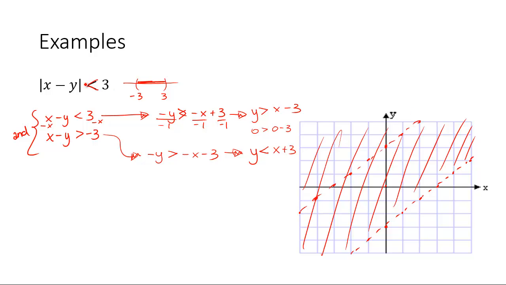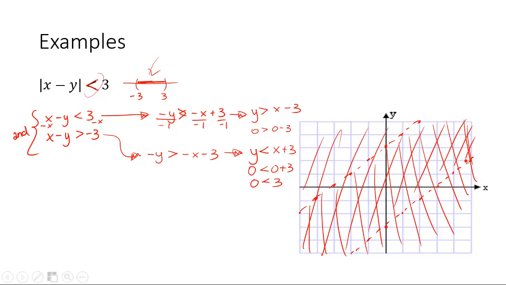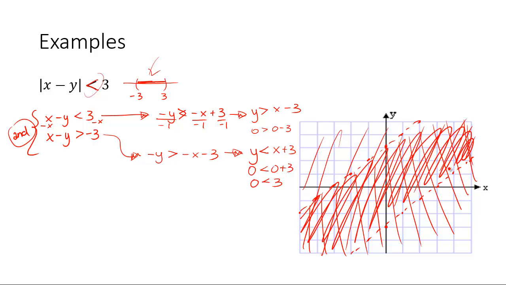And because this was less than to begin with, you can kind of tell it's going to be a between type, because this one is less than, so you can see that 0 does work, because 0 is less than 3, so that means we shade the whole bottom of this. And since it's an AND question, we're looking at the intersection, which is just the common part, the in-between part. So again, you want to make it clear as to what your final answer is, and your final answer should just be this middle region here.